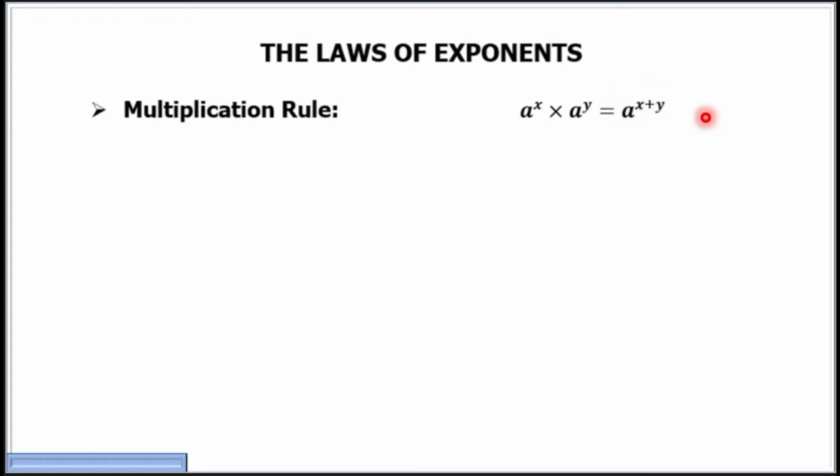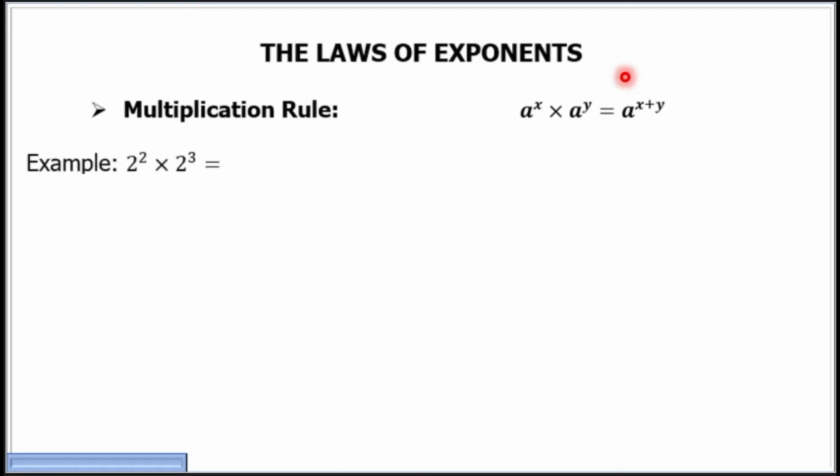That means our operation is multiplication, multiplying two terms with the same base. They are both a, so they are the same. We just add the exponents on top of them. So if the bases are the same, add the exponents. That's why we copy the base and add the exponents x and y.